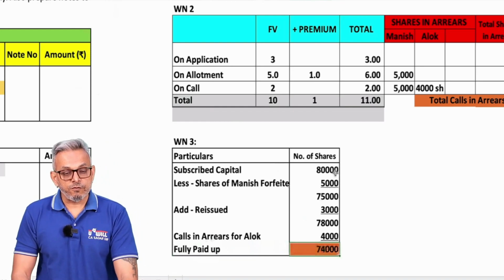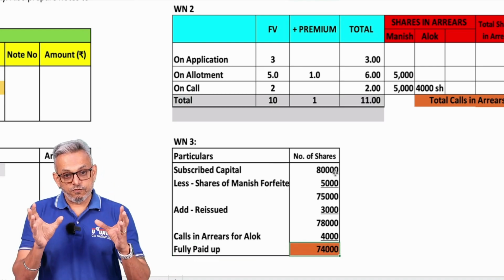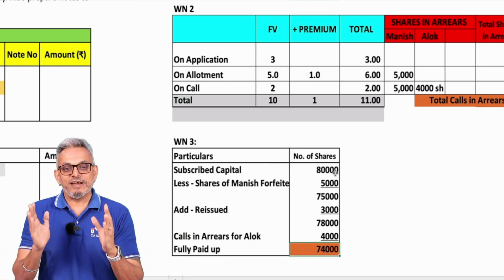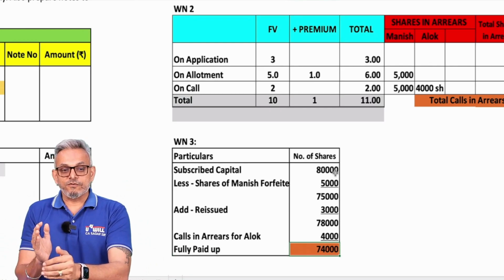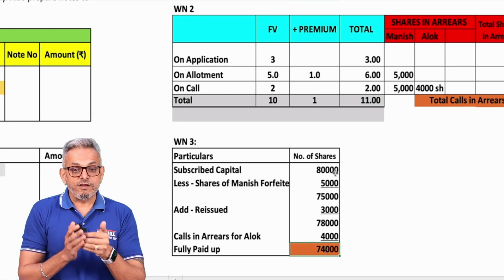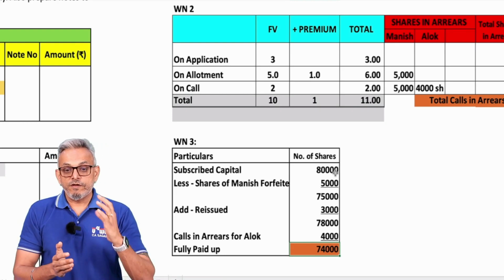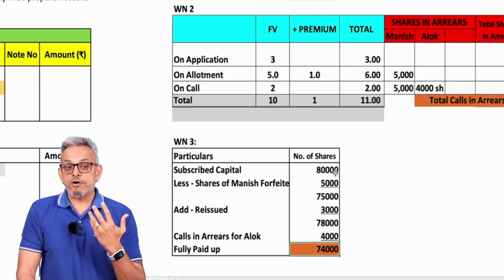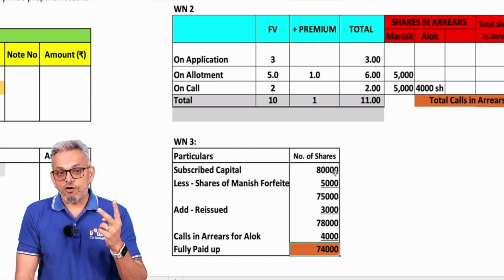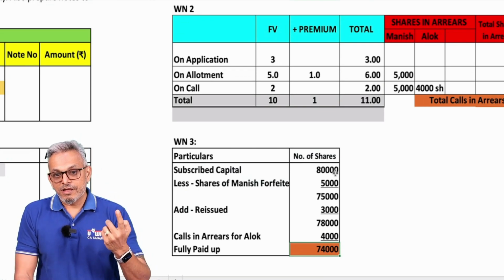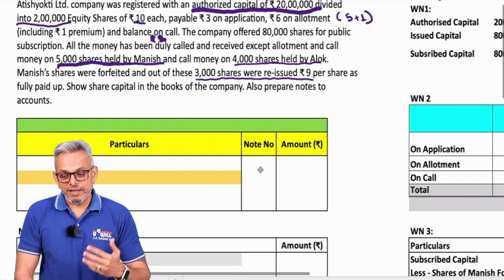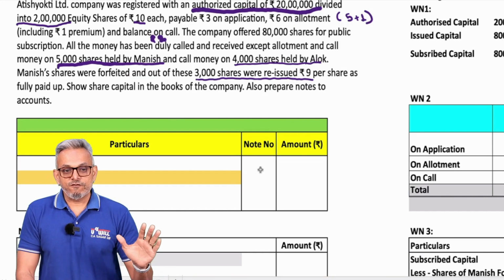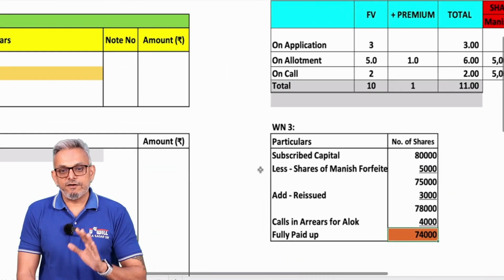So this concept goes this way. Once again, I'll explain. Subscribed capital is 80,000. Out of that, 5,000 shares we forfeited, 3,000 shares we reissued. So with the public, we have 78,000 shares. Now, out of this 78,000 shares, Alok, who was holding 4,000 shares, did not pay the final call. So we'll remove those 4,000 shares. So total fully paid up shares are 74,000. So what about the remaining 6,000? 2,000 shares of Manish are yet to be reissued, and 4,000 shares of Alok are to be forfeited and then reissued. But regarding that, no information is given in the question. So we now proceed ahead with the main format.